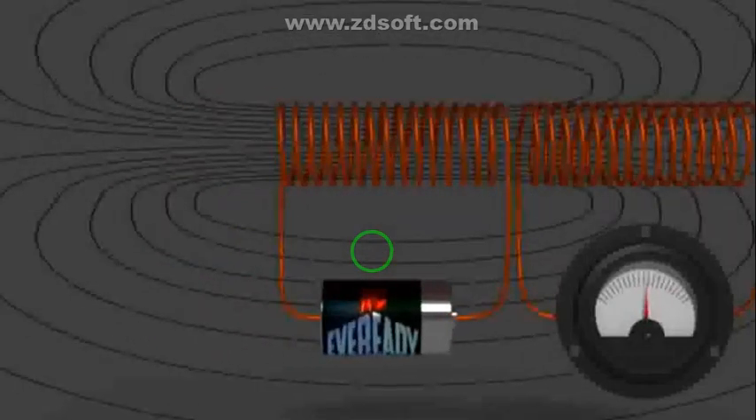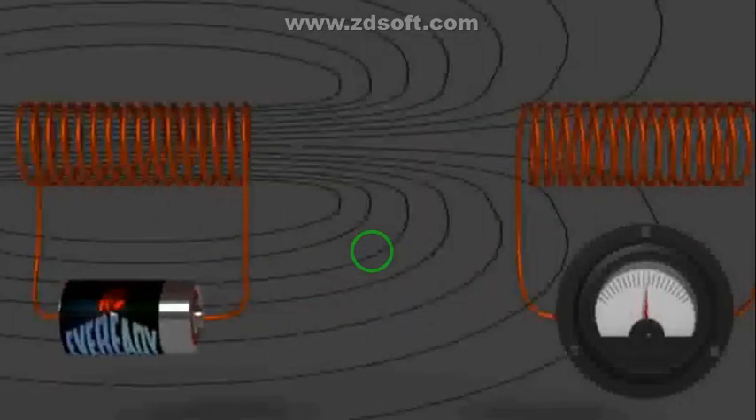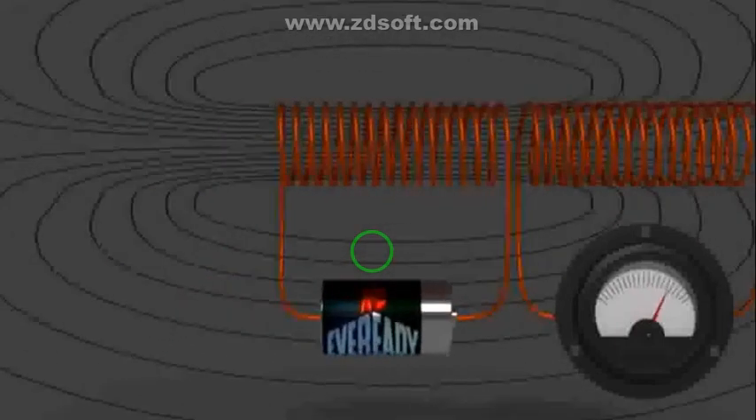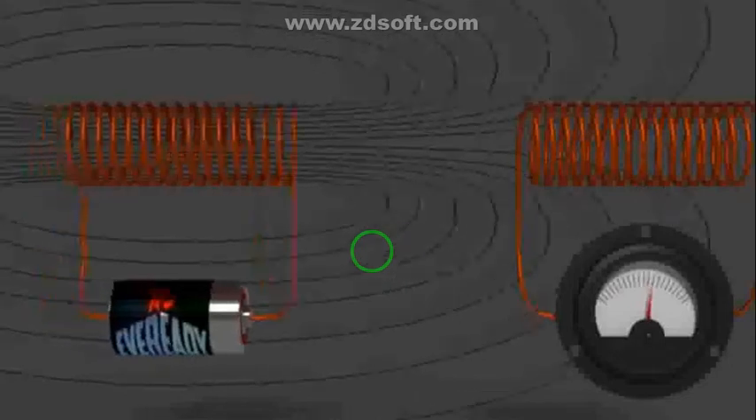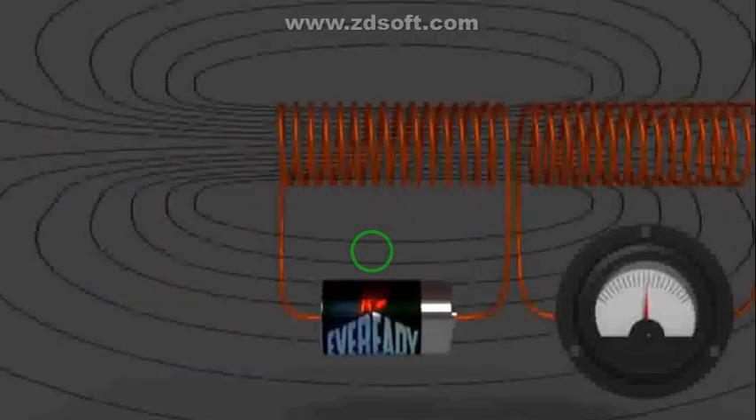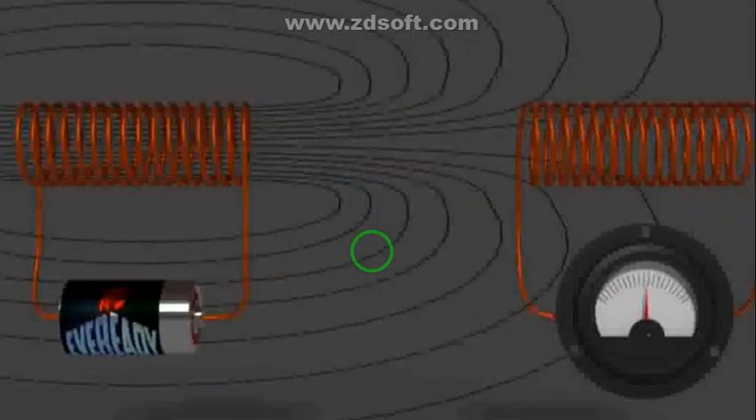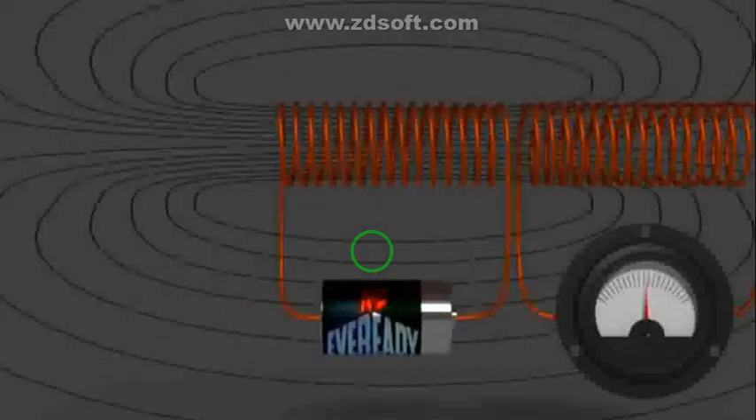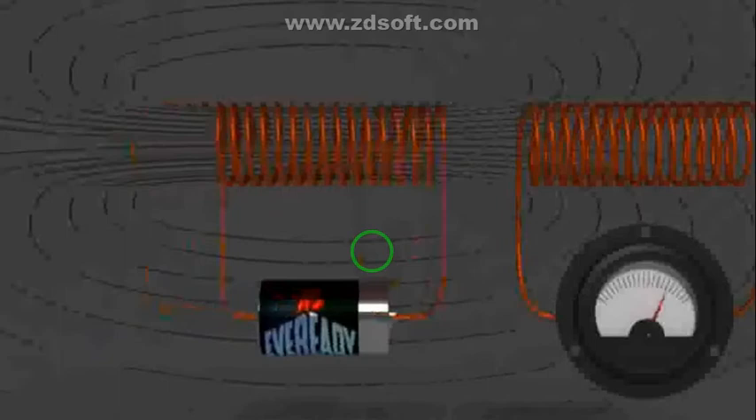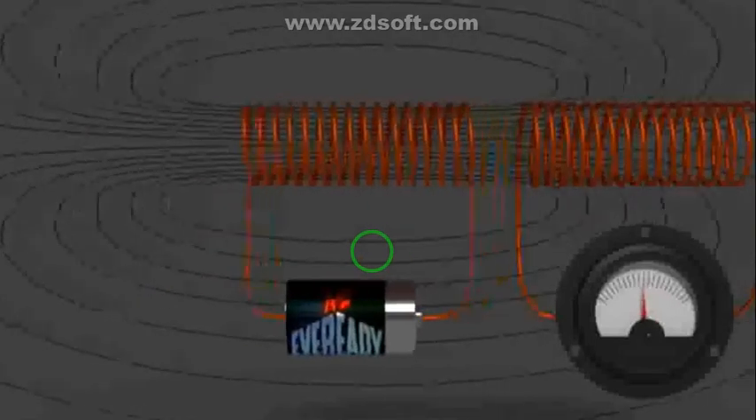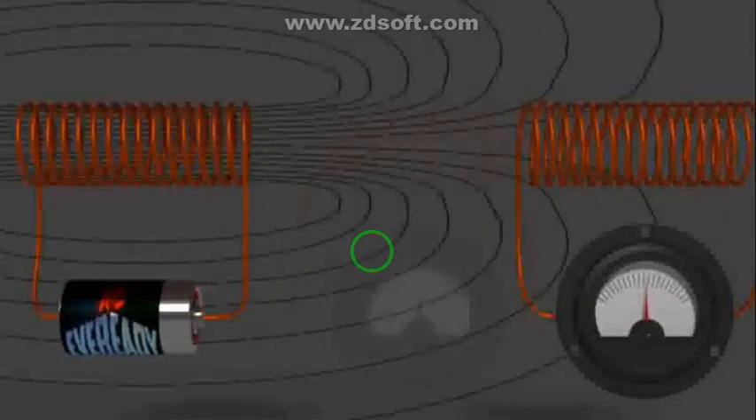Now we move the first coil, keeping the second coil stationary at its place. In that condition also we can observe that during the movement of the first coil, the pointer of the galvanometer deflects, and this indicates that some voltage is induced across the second coil while the first is moving.